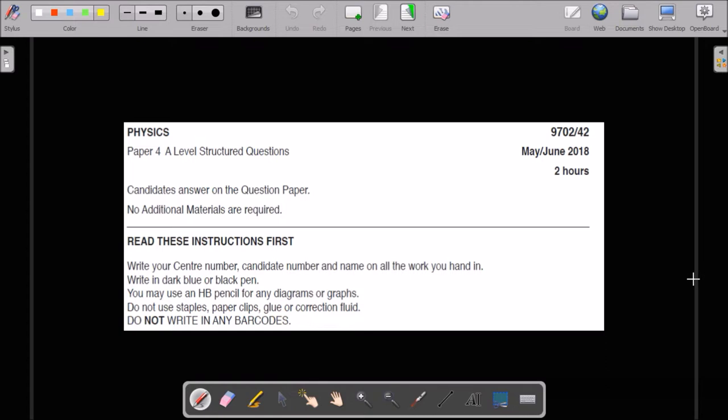Hello, this is a past paper of May-June 2018, component 4.2 for A-level.